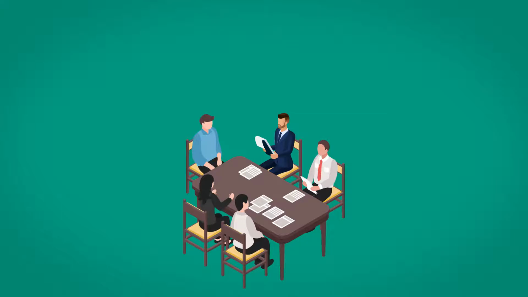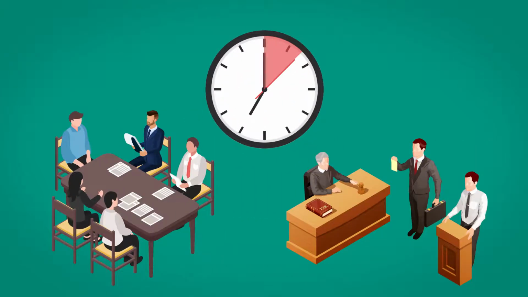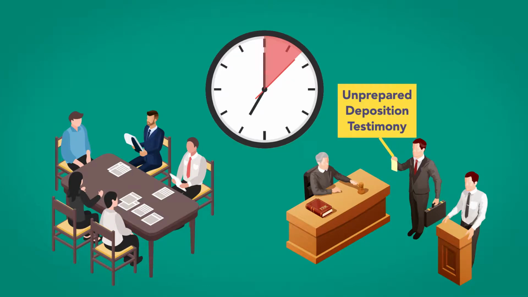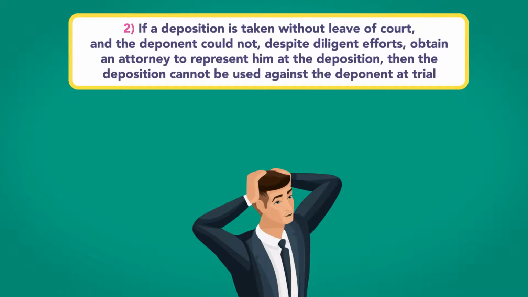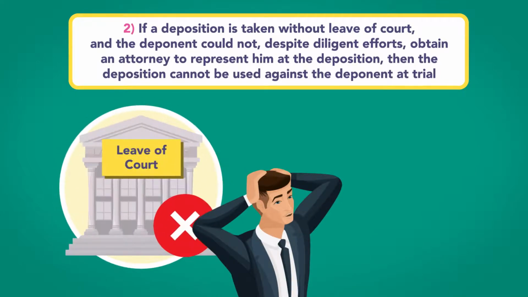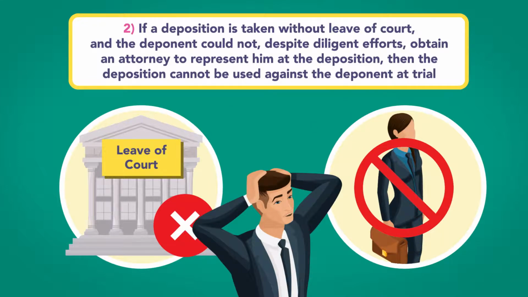This rule ensures that parties cannot intentionally give a deponent short notice of depositions and then use the unprepared deposition testimony against the witness at trial. Second, if a deposition is taken without leave of court and the deponent could not, despite diligent efforts, obtain an attorney to represent him at the deposition, then the deposition cannot be used against the deponent at trial.